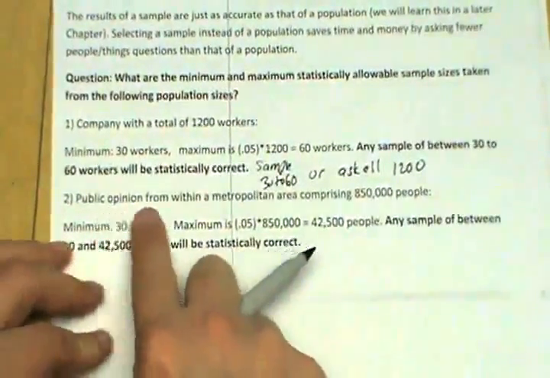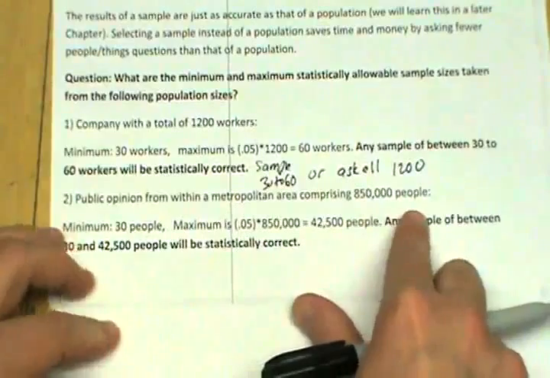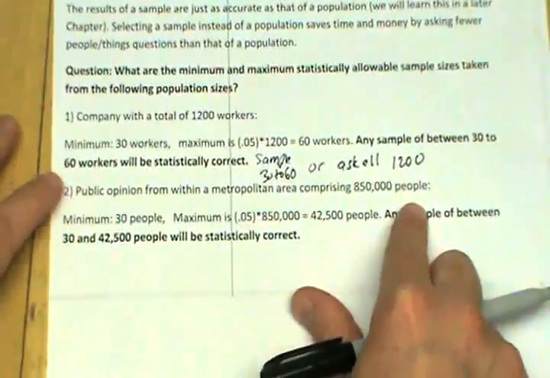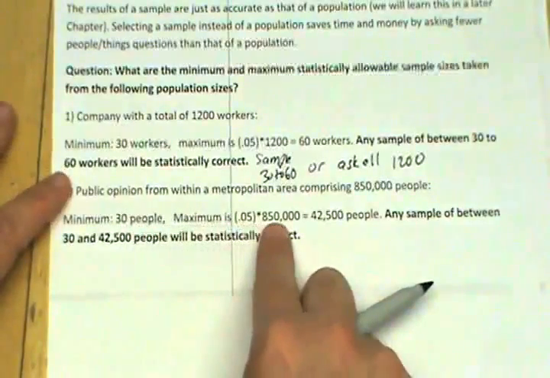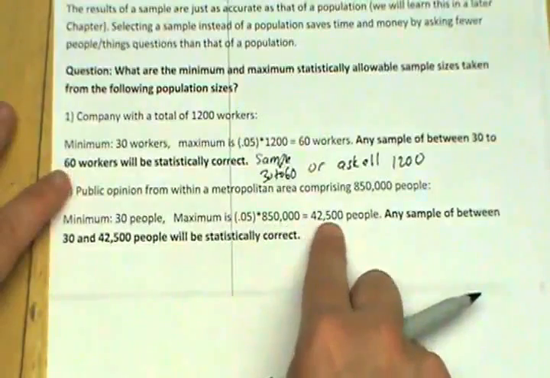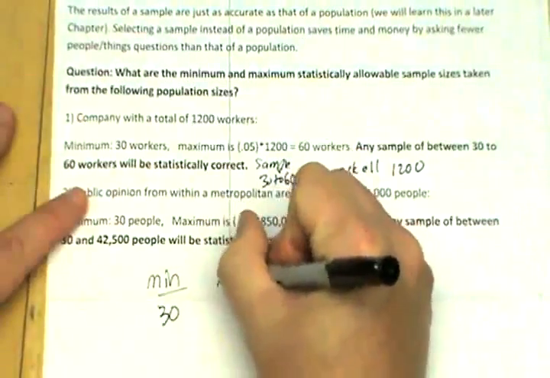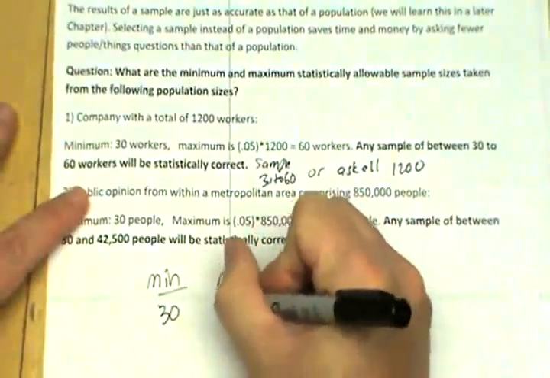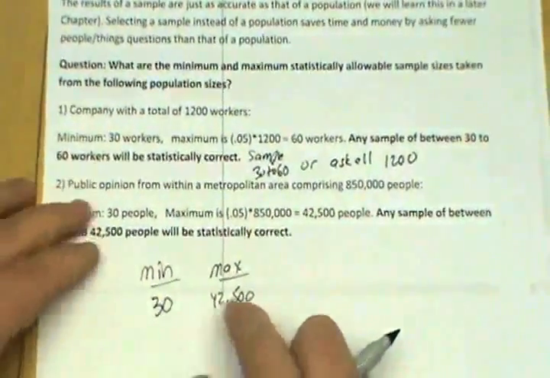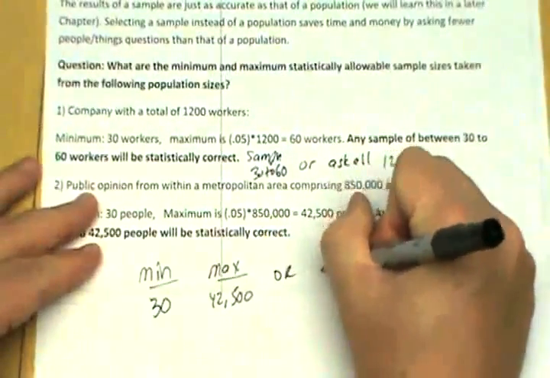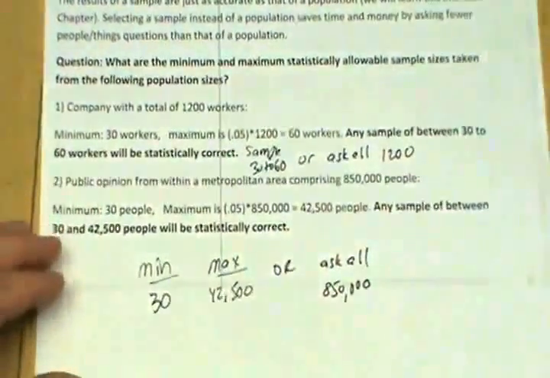So number 2, how about we want public opinion from within a metropolitan area comprising 850,000 people. Again, if we want to conduct a sample within this population, the minimum is 30, and then the maximum will be 5% of 850,000. That's going to give you back 42,500. So again, the minimum is going to be 30. The maximum is going to be 42,500. So anything within that range is okay. The more people, the better for more information. Or ask all 850,000 people. Those are your choices.